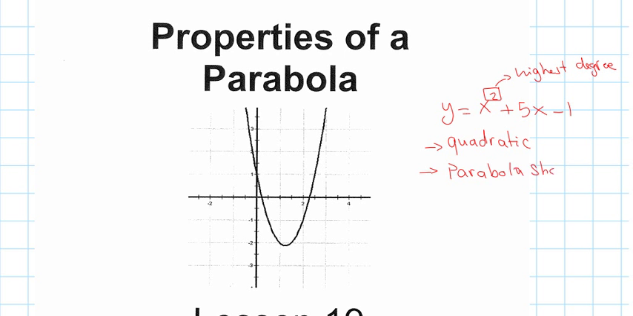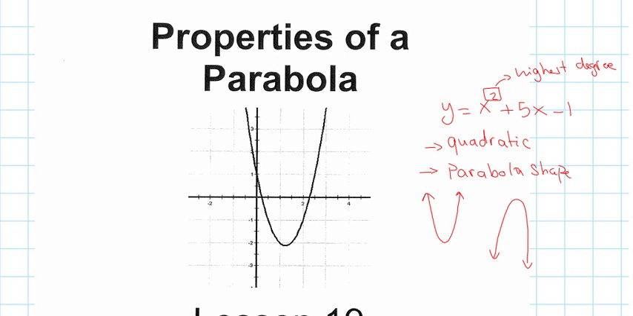Okay, a parabola shape is either like a U, where you have a smooth opening up curve, or it could be like a U upside down, where it's going to open down like this. And the reason we have the arrows is that it keeps going down or it keeps going up. It doesn't stop right there. So quadratic, degree 2, highest degree is degree 2. It's called a quadratic function, and the shape of the graph is called a parabola.